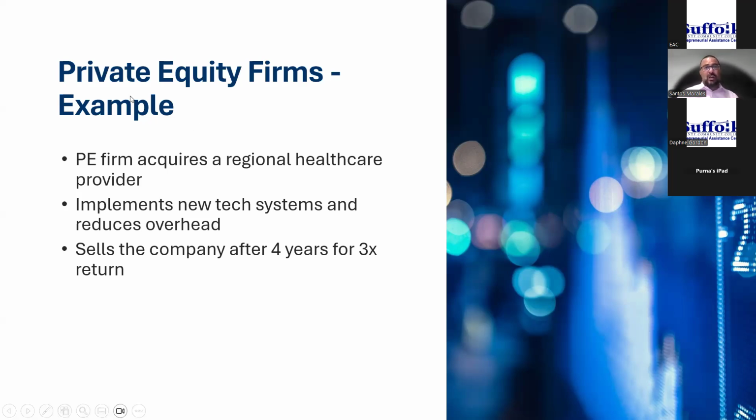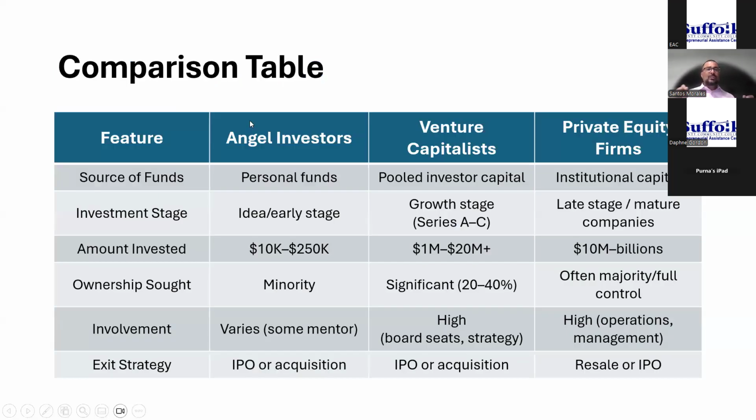Okay, so these are very large groups. So let's look at a comparison. Angel investors, the sources of funds are personal. Venture capitalists, the sources of funds are a pool of investors. And the private equity, the sources of funds are institutional capital. This is money that has been like old money, money that's been around, and it's from different sources, but it's a large amount of money.